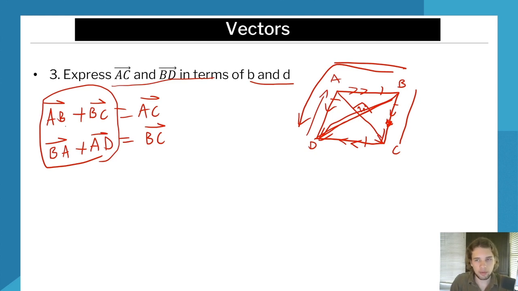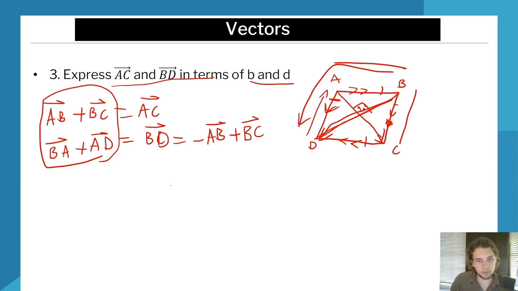So let's look, okay, A to B and B to C, let's keep that. Now, B to A is actually the same as negative A to B. So we can say this actually equals negative A to B, plus A to D, which is the same as B to C. A to D, because it's the same magnitude and it's parallel, so it's the same direction. So we can put this in terms of B to C. This should be B to D. We can put this in terms of B to C.